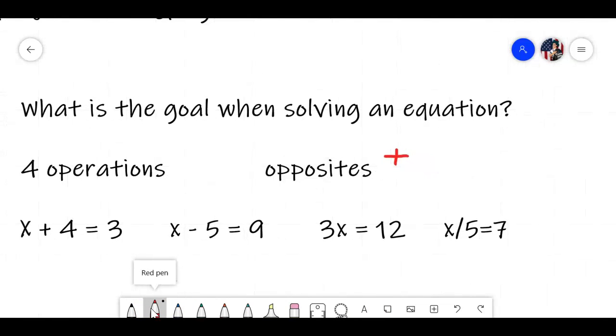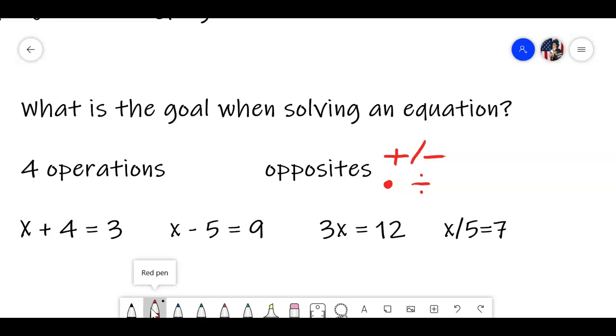Cool. So the opposite of addition is subtraction, and the opposite of subtraction is addition. So they go both ways. If I wanted to get rid of plus 5, I would subtract 5. If I want to get rid of a minus 2, I would add 2. You just do the opposite. And then the opposite of multiplying is dividing.